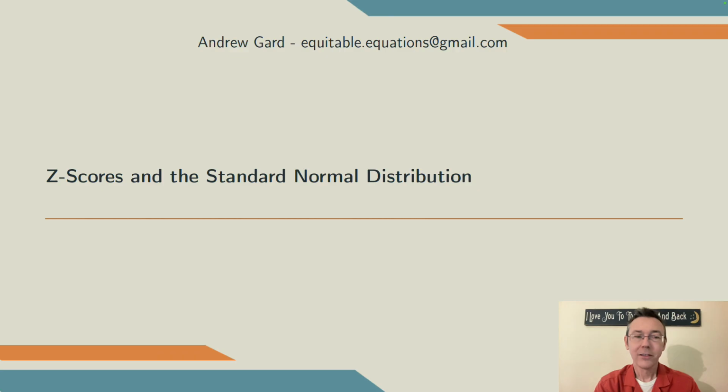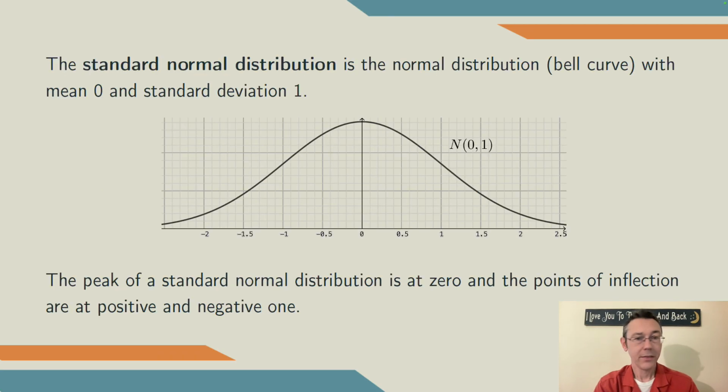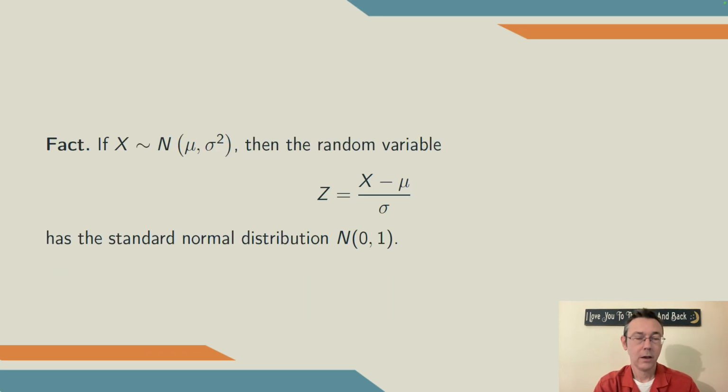Hey everybody. Today we're talking about z-scores in the standard normal distribution. The standard normal is just the normal distribution with mean 0 and standard deviation 1. So the PDF is a bell curve and its peak is at 0 and its points of inflection are at plus and minus 1. Really important fact about the standard normal.